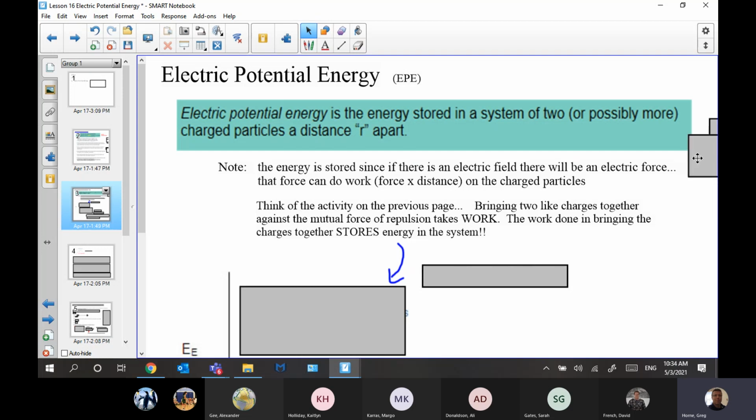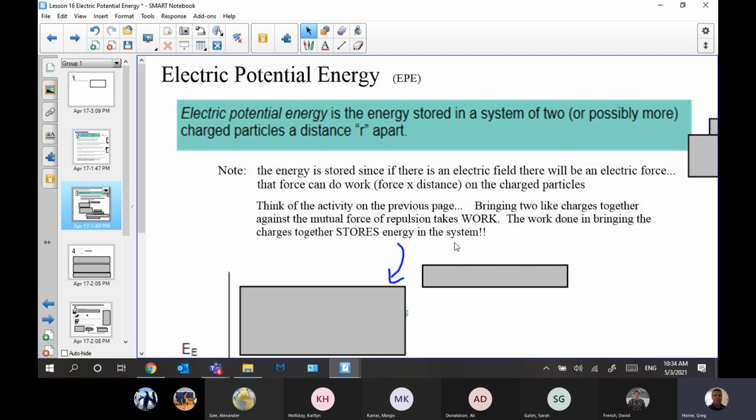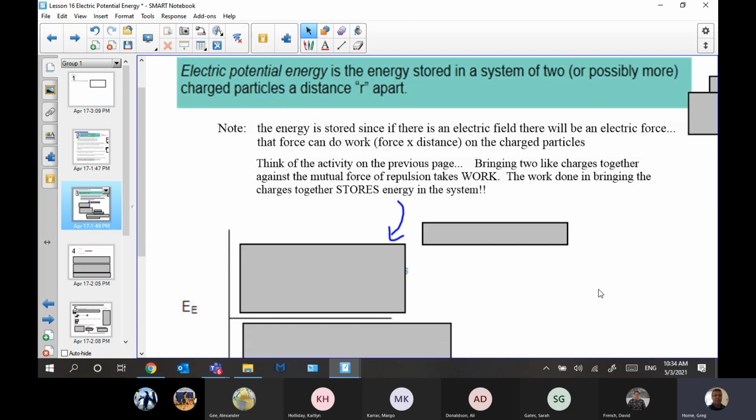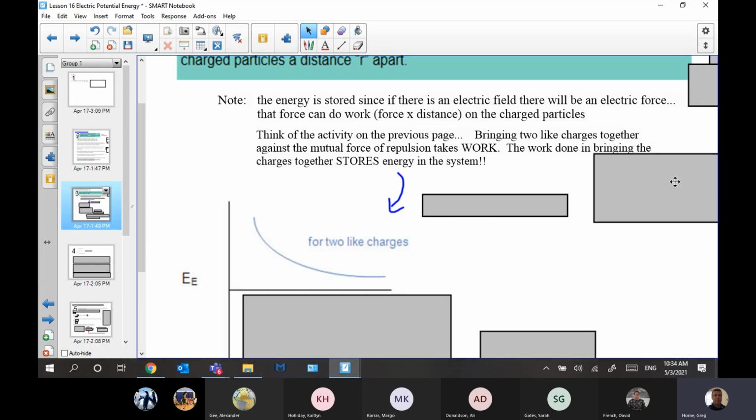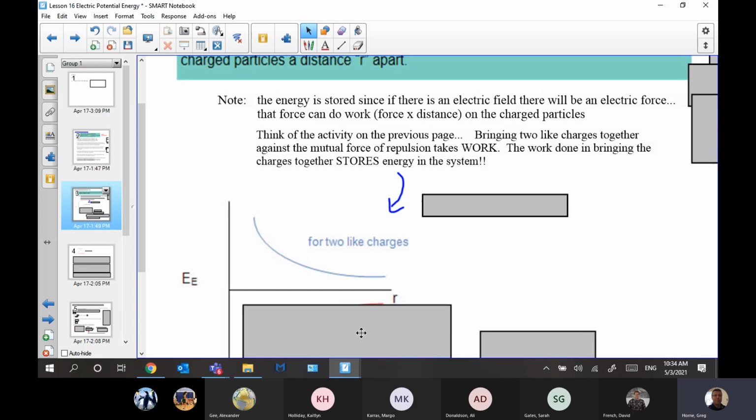All right. What do we got next? Think of the activity on the previous page. If we bring two like charges together against a mutual force of repulsion, it takes work. So the work done in bringing them together stores energy in the system. This is what the graph would look like for energy versus distance apart.